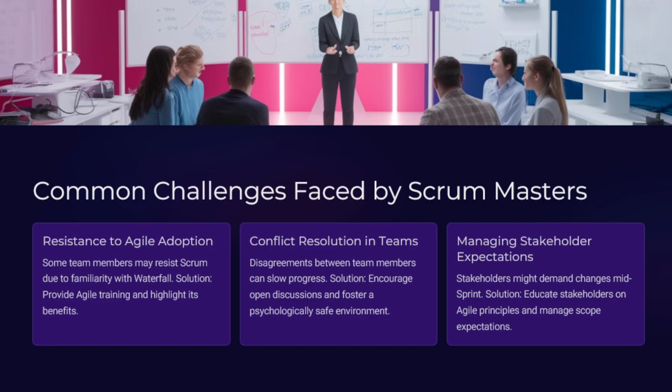The third challenge as a Scrum Master you might face is managing stakeholder expectations. Stakeholders might have high or different demands that might change in the middle of the sprint. The solution here is educating the stakeholders on agile principles and managing scope expectations. During the sprint, the stakeholders must know that changes cannot happen during the sprint itself. However, it can happen on the product backlog, where they can prioritize or reprioritize some of the product backlog items.